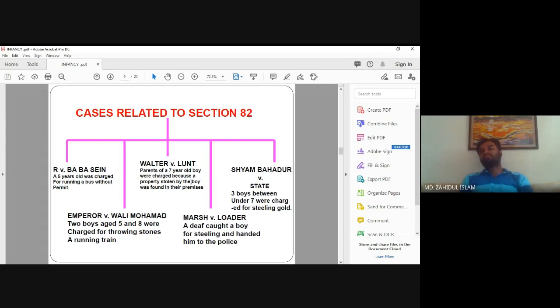Nothing is an offense which is done by a person who is under 7 years old. The section said this, but there are a few exceptions, a few cases. In these cases, though they were under 7 years old, they were charged. So you should know all the cases. If you are a lawyer and you find this type of case, you can use it as a reference.